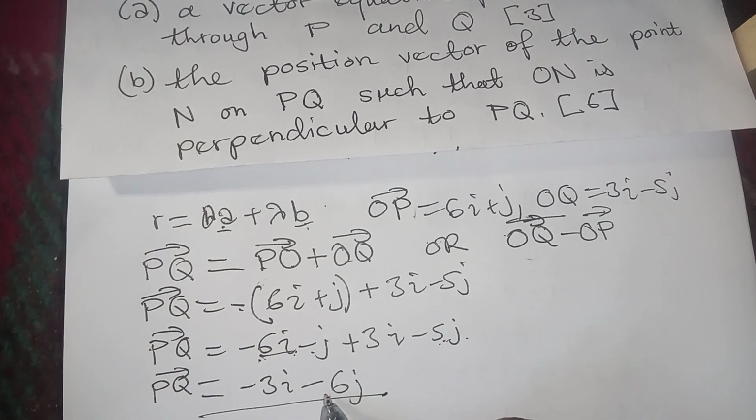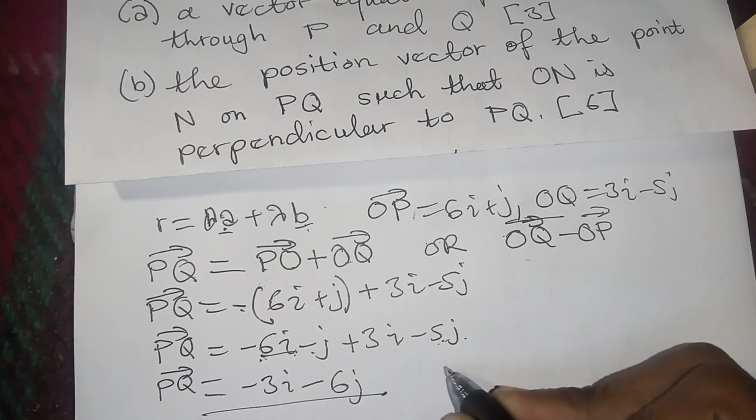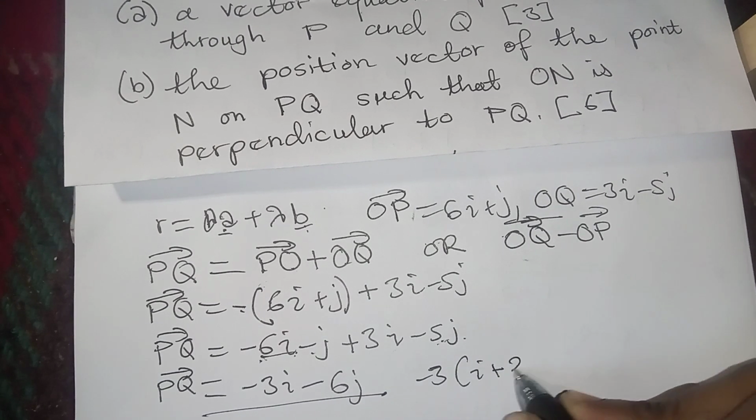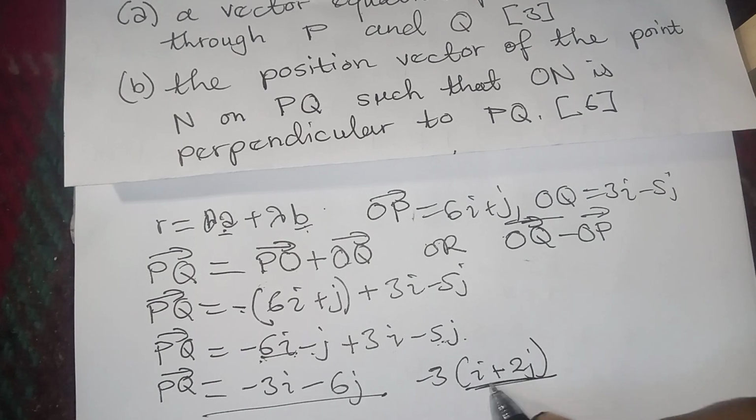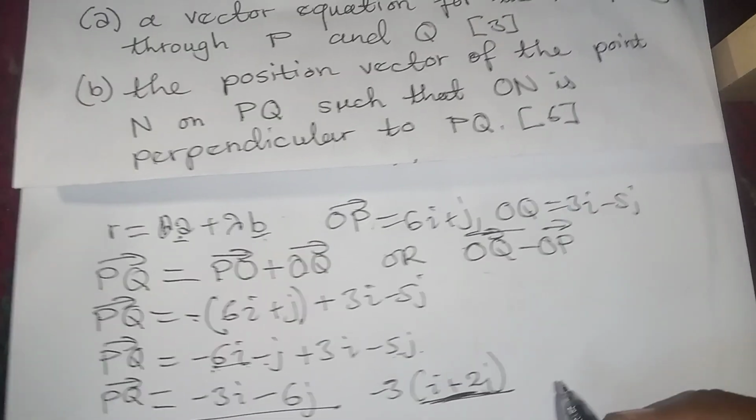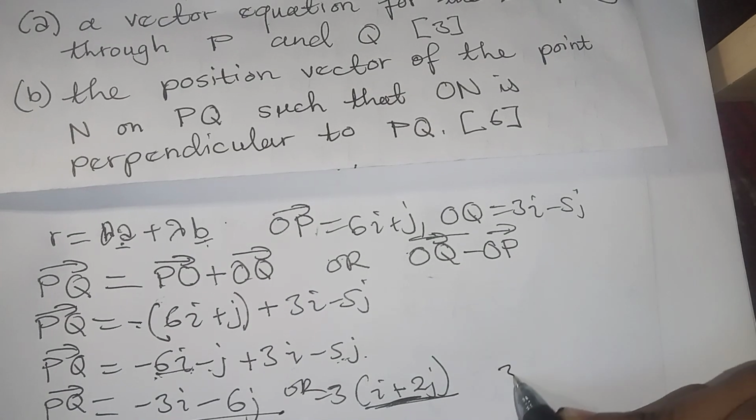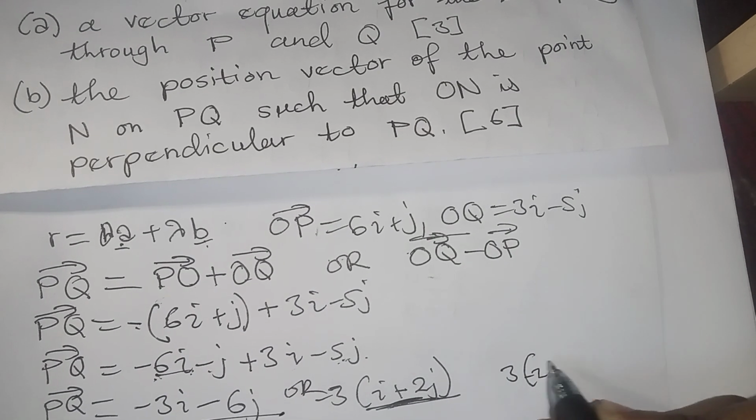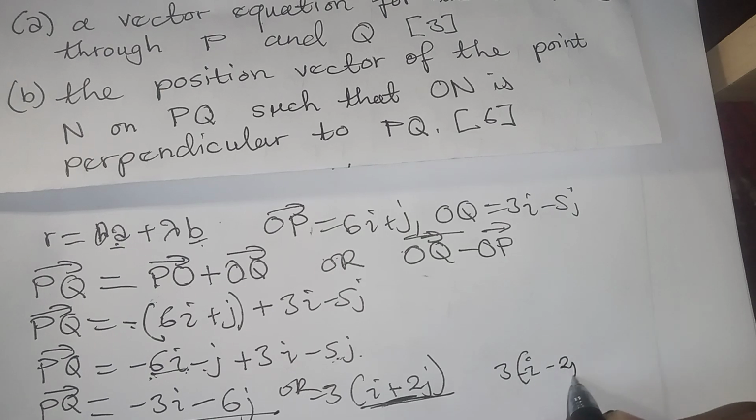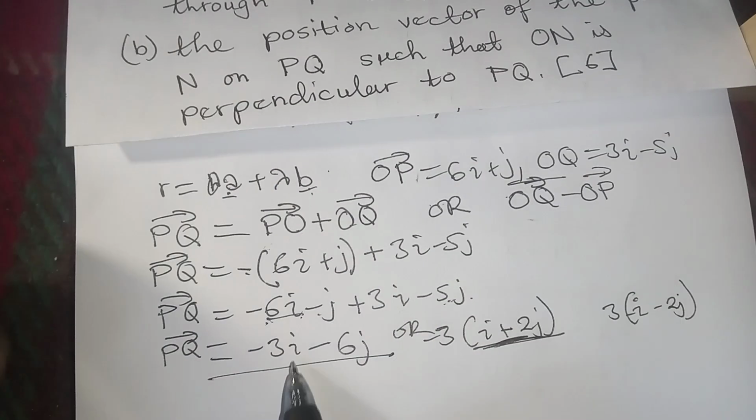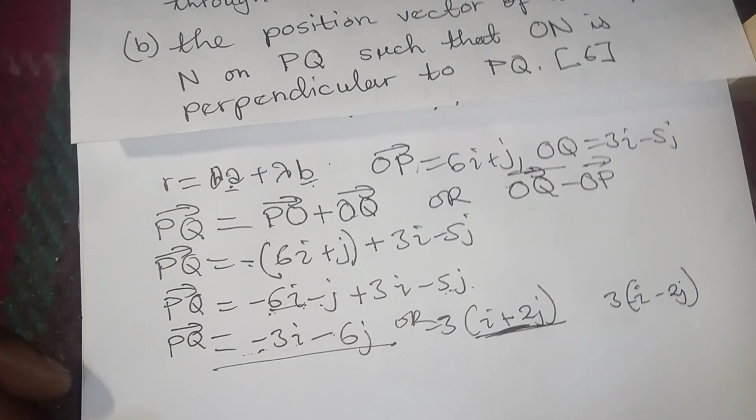Another one can factor out the 3 and say this is i plus 2j. This will also be the direction vector. Another one can say negative 3 times i plus 2j, that is minus 3i minus 6j. This will still be the direction of that vector. So for now, I'll just use this.